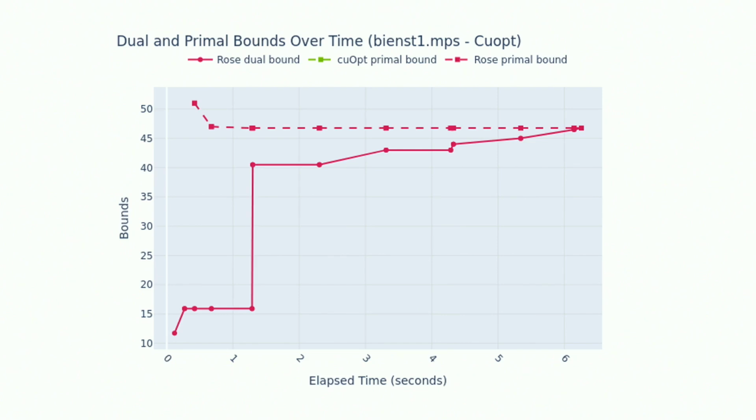So in this case, ROSE takes those two bounds. We get a lot of updates very consistently, and it solves it fairly quickly.